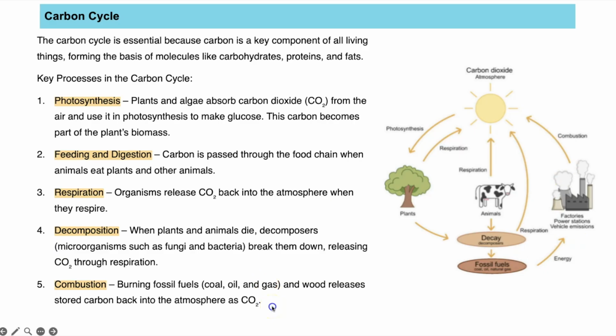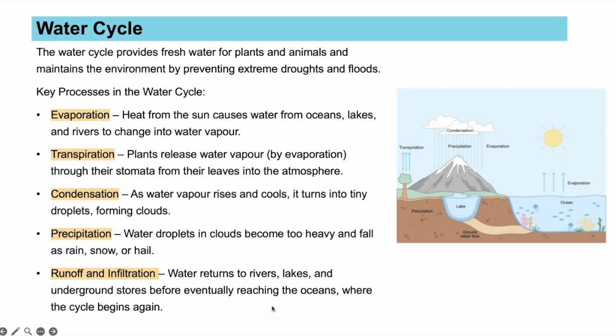You also need to know about the water cycle, and this provides fresh water for plants and animals and helps to maintain an environment by preventing extreme droughts. So evaporation is how we're going to have liquid water going back into the atmosphere as water vapour, so a gas. Transpiration is how water evaporates out of the stomata of leaves, and again that's returning water to the atmosphere as water vapour.